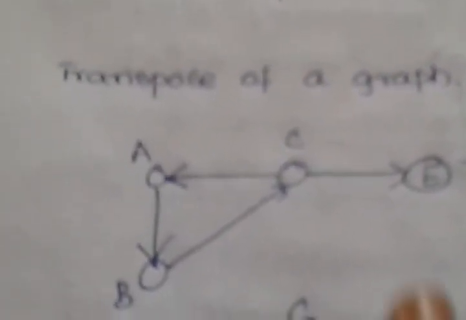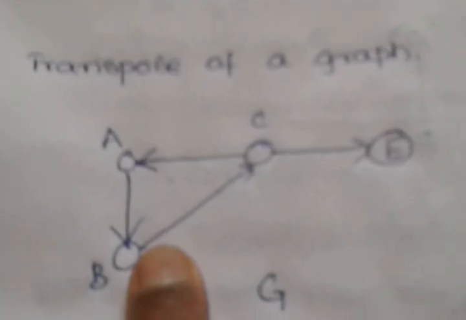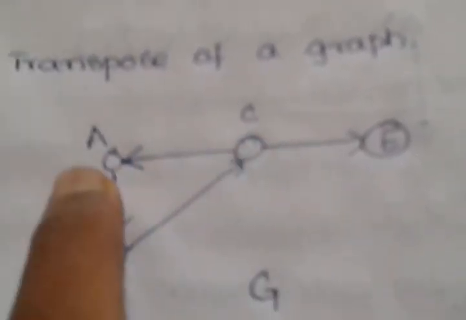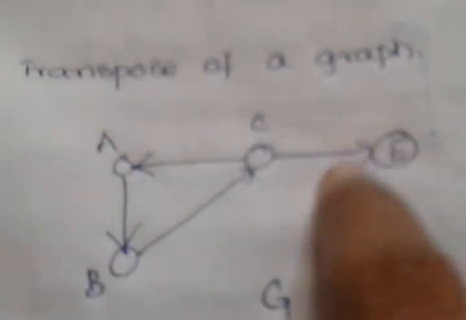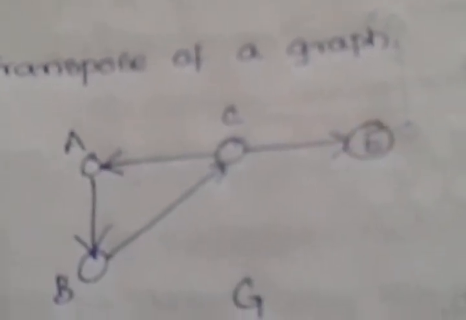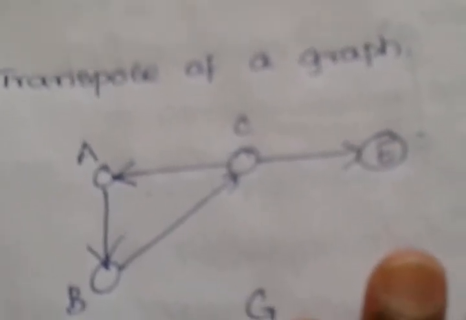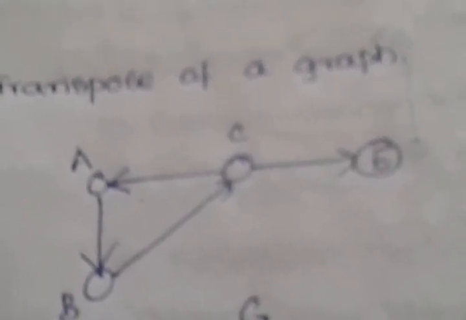And then the next one is called the transpose of a graph. If you observe, this is a directed graph, because on the edges we have the arrow marks, and hence this is called a directed graph. Now I want to find the transpose. So simply change the directions of the graph.